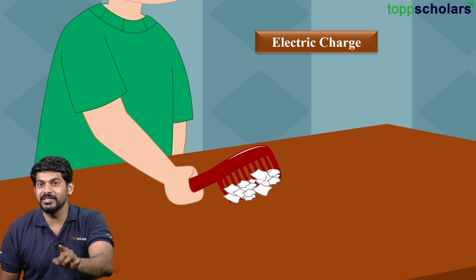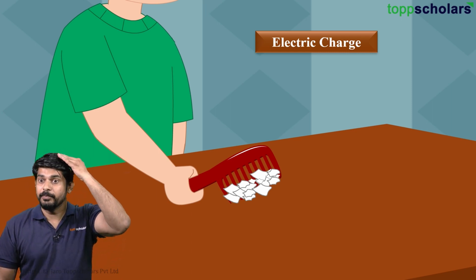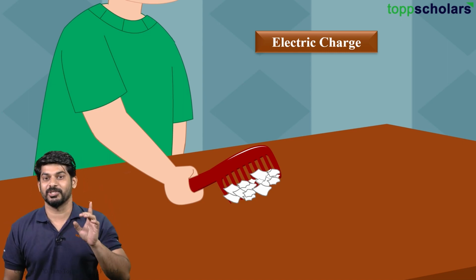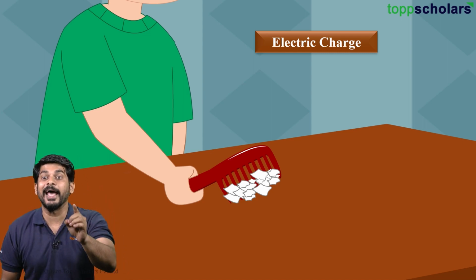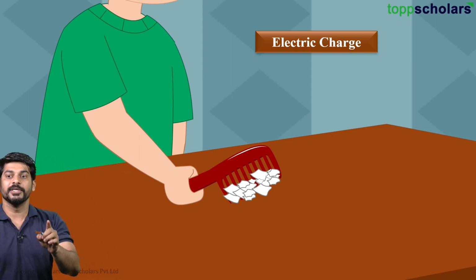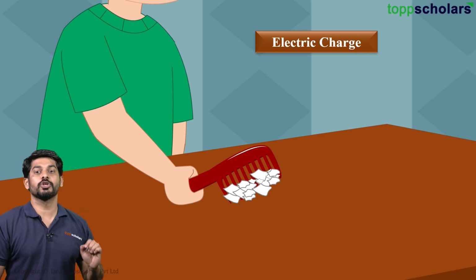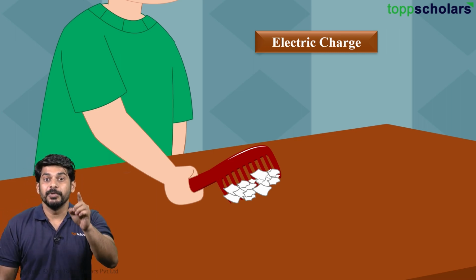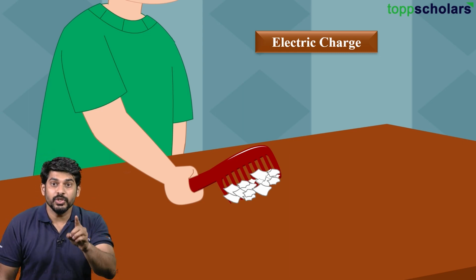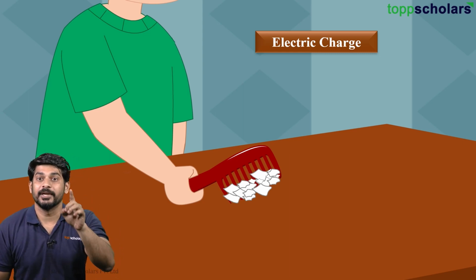The main reason is when we rub the comb on our hair, the comb gets charged. Some charge gets accumulated on this comb, and that's why when the comb is kept near the pieces of paper, the pieces of paper are attracted towards the comb. So this is all because of the electric charge.